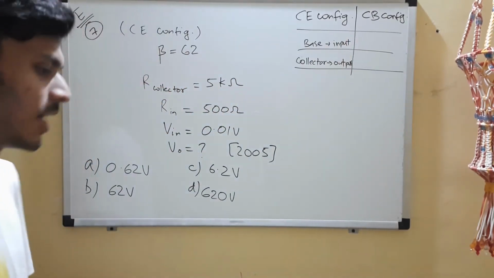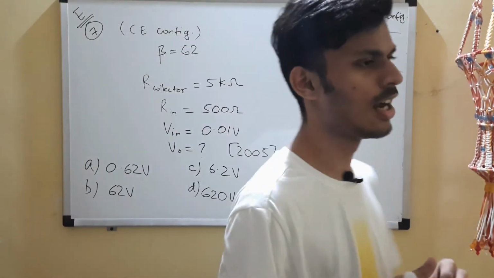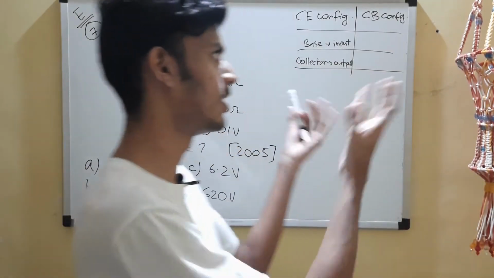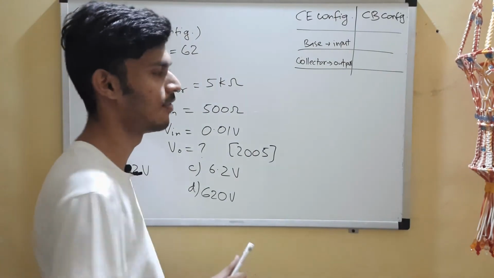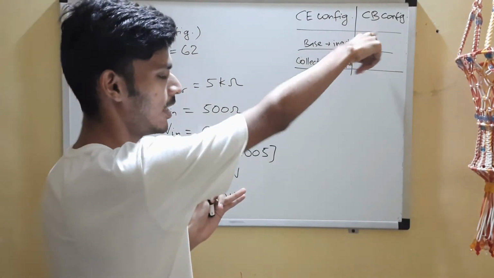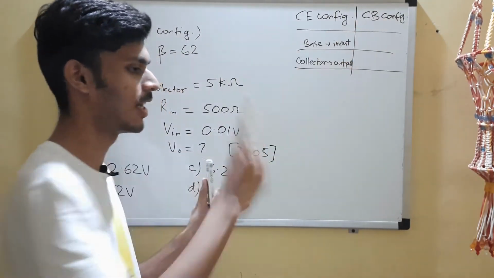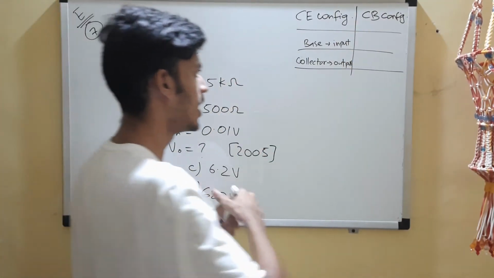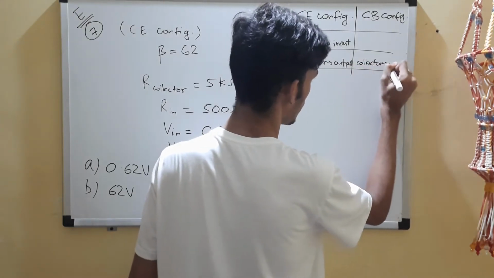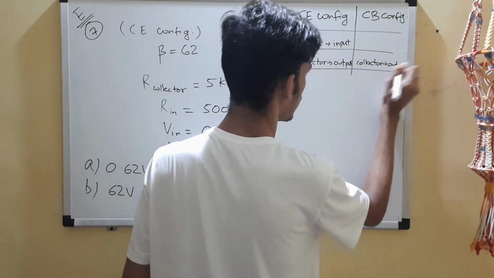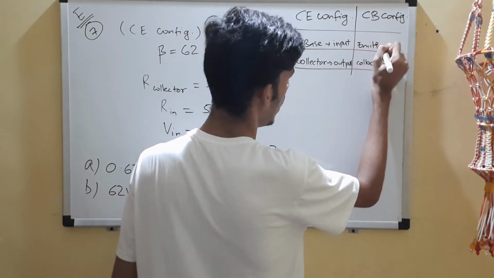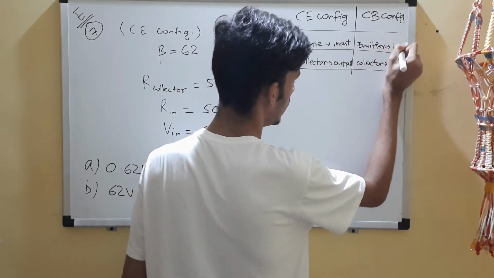And in CB configuration, common base configuration, now base is common, right? Base is common to both input and output side, which means base belongs to both the regions. So we are left with the emitter and the collector. In CB configuration base is common, so we are left with emitter and collector. So as I said, collector is output. Collector is output in both the cases, and the left part, which is the emitter in this case, is the input.